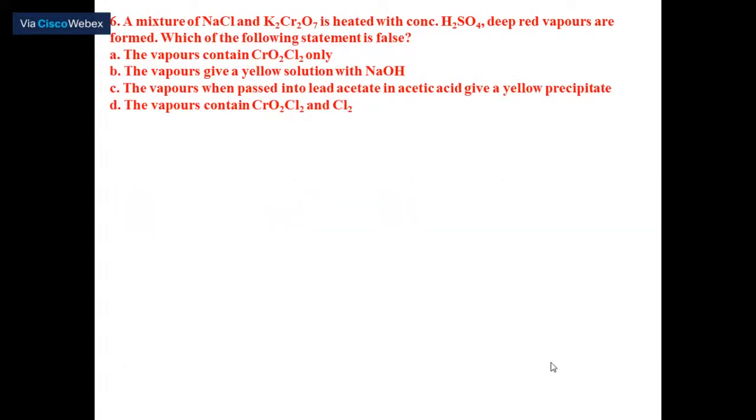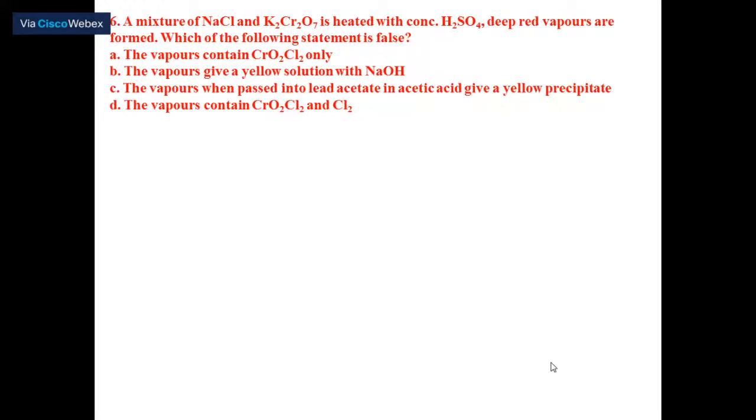Okay, so here a mixture of sodium chloride and potassium dichromate is heated with concentrated sulfuric acid. You'll get deep red vapors. Deep red vapors are formed. Which of the following statements is false here? Do you know the chromyl chloride test? I have explained in the previous session the chromyl chloride test of dichromate. The question is given on that test.